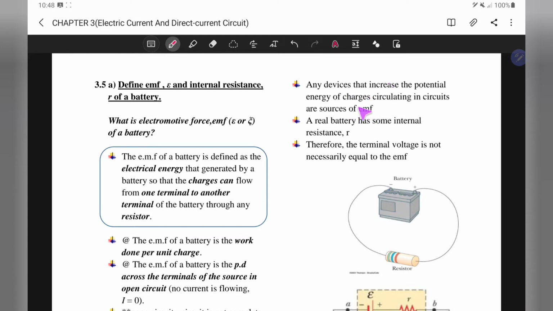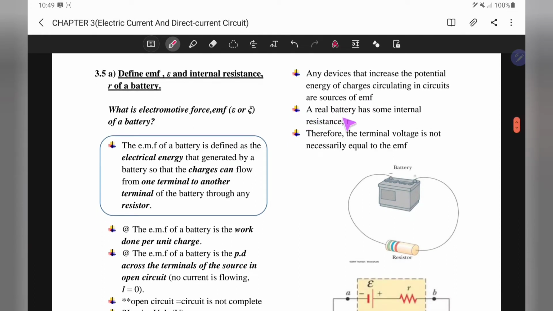Okay, again, the battery, normally a cell, is any device giving potential or energy for the charge to complete the circuit. That is the source of EMF, normally the battery. And then a real battery has some internal resistance. Of course, inside the battery there must be a resistance, but the resistance is quite small.